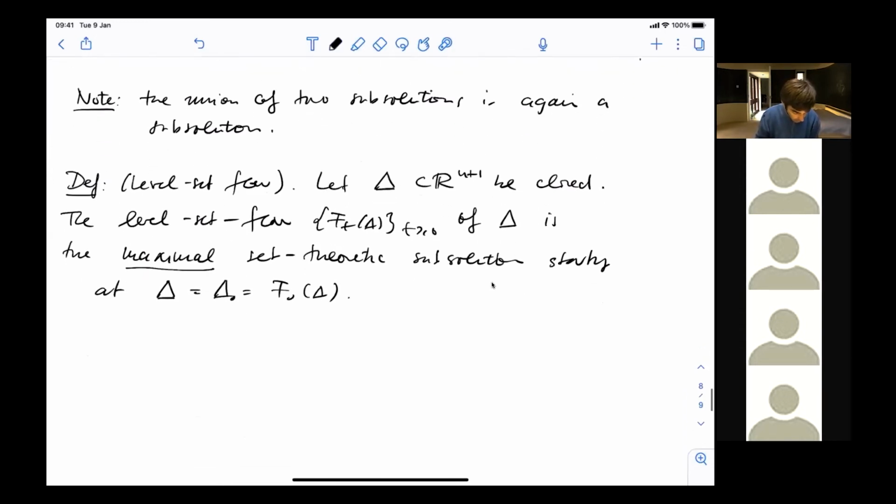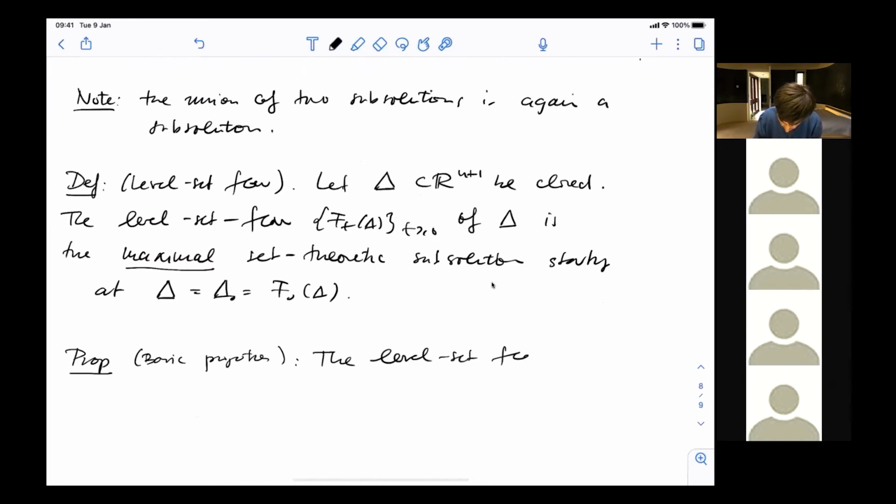Here are just some basic properties. The proposition gives the basic properties. Let me just state them, although I think we still have enough time, so we can do this. So the level set flow is well defined and unique and has the following properties.